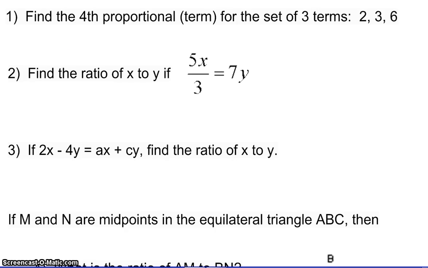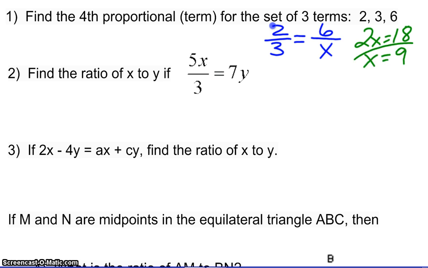In number 1, for example, it says find the fourth proportional term. So these are the first three terms of the proportion, so you have to set them up as the first term 2 over the second term 3 is equal to the third term 6 over, we don't know the fourth term in the proportion. And now that we have it set up, we can go ahead and solve for x. So the fourth proportional term in those set numbers is 9.